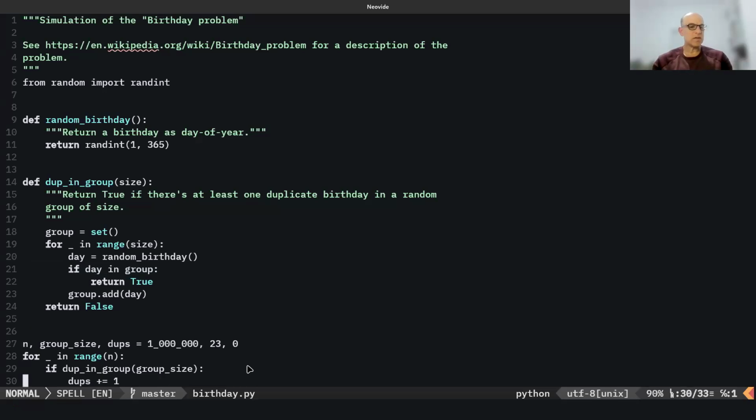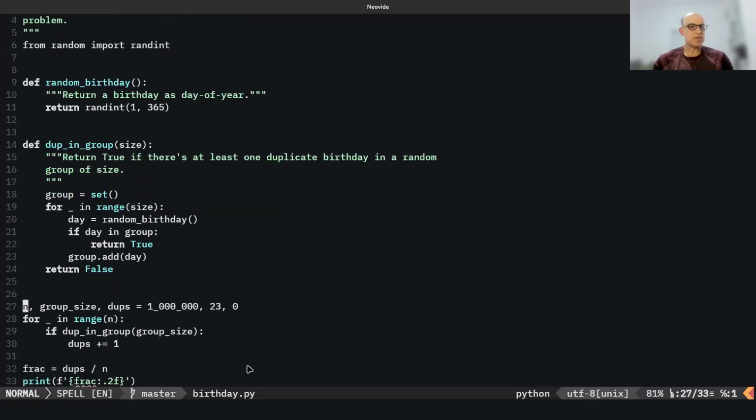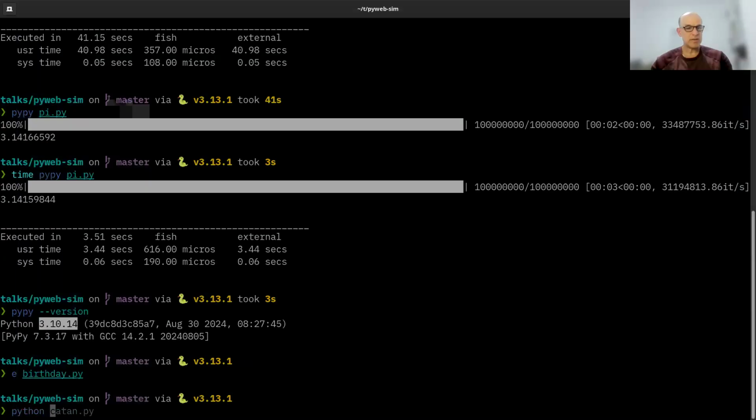Now we start the simulation. We're going to do it 1,000,000 times. The group size is 23. The number of duplications is 0 to begin with. Then we run the simulation, and if there is a duplication, we increment the duplication count. Finally, we print the fraction out of the total. So remember the number you guessed.